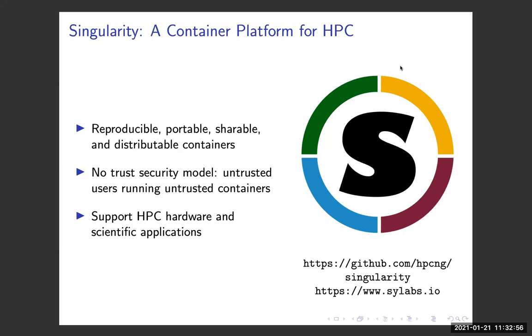The two things that are really different with Singularity: it allows this no-trust security model. So it fits in the HPC space by allowing the container to run as you; you don't need root access to run the container. Untrusted users can run untrusted containers on most HPC systems if Singularity is installed, right? So you can build whatever you want in your container, upload it to Comet and run it, or Expanse or any of the other XSEDE systems. And it was designed to be compatible with HPC hardware like high-speed networking such as InfiniBand, GPUs, and things like MPI, right?